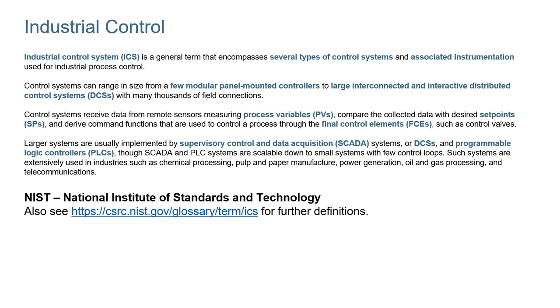Though the SCADA and the PLC systems are scalable down to small systems with few control loops, such systems are extensively used in industries such as chemical, pulp and paper, and power. Just like we talked about last week, these things are used in every facet of manufacturing, in every industry you can think of.